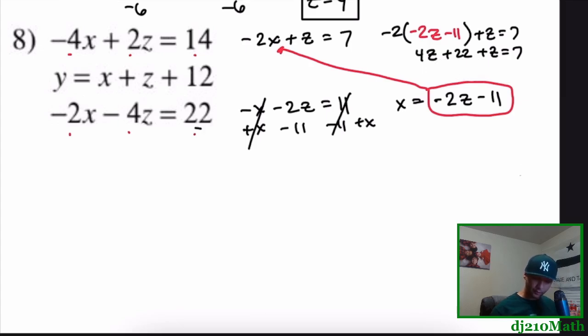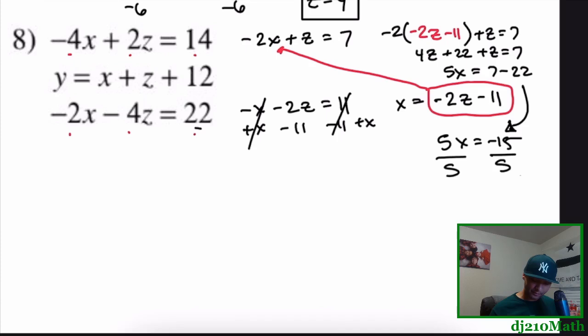Okay, so here, 4z plus z is 5z. Come on, bro. So this is 5z equals 7 minus 22. Right, that's a z. Okay. So 7 take away 22, that's better. That's negative 15. Divide both sides by 5. z is equal to negative 3.